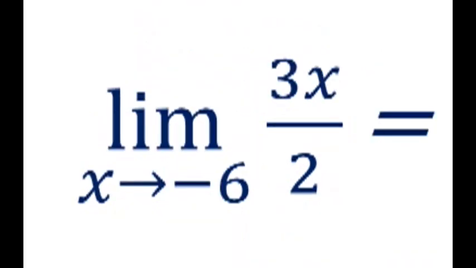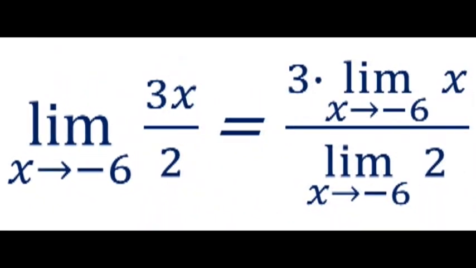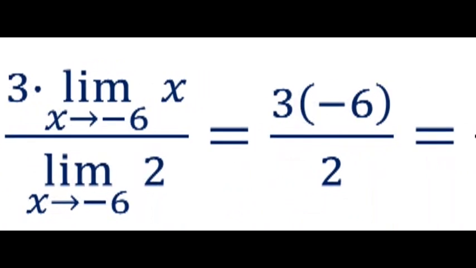Problem number 2. Limit of 3x all over 2 as x approaches negative 6. Okay, so you have to separate the numerator and denominator. But in here, we have constant 3. That's why I move it in front of the limit, so we can move fast in the solution. So 3 times the limit of x as x approaches negative 6 all over limit of 2 as x approaches negative 6. So simplify the numerator, it gives us 3 times negative 6.